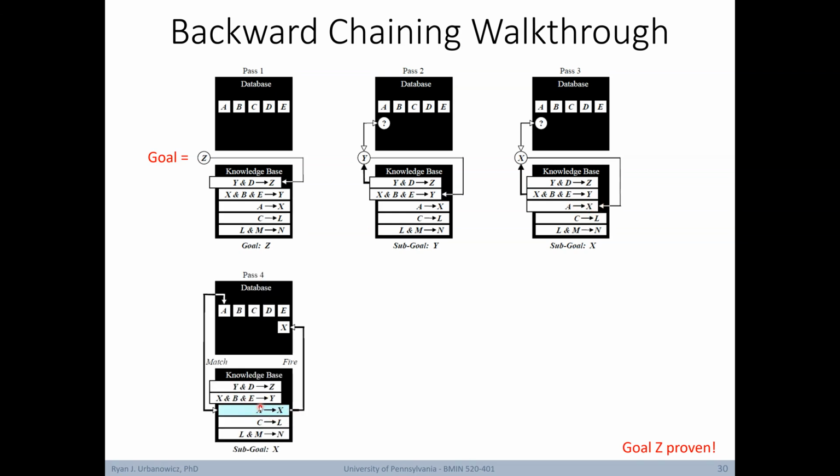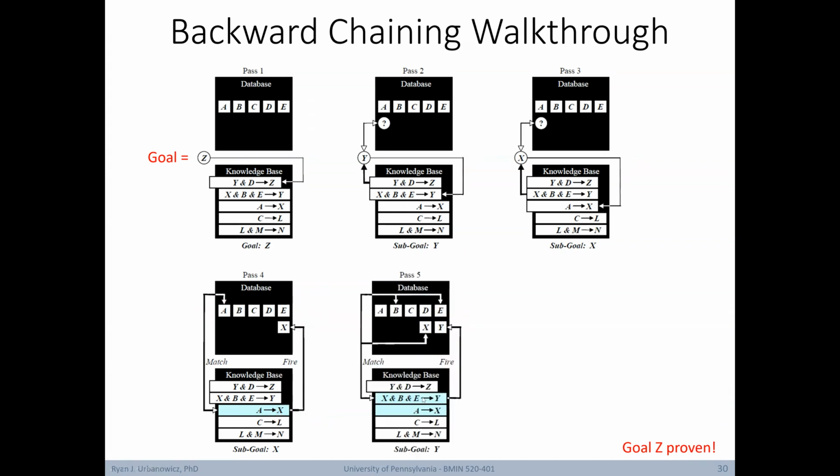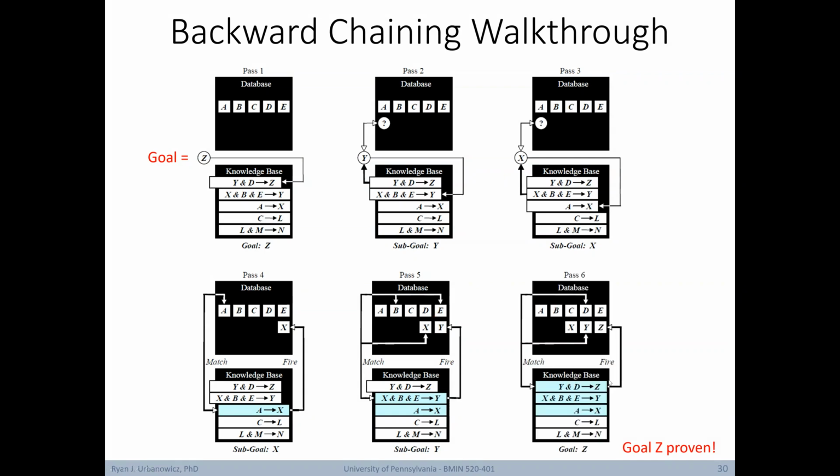Now, since A is a fact, we can actually add X to our fact base. So now our fact base includes all of these. At this point, all the conditions of this rule to prove Y are true, since they're all in our fact base. So now we can add Y to our fact base. So now going back to the first rule we cared about, if Y and D, then Z, we now know that Y is true and D is true, so we've proven our goal of Z. And in this case, we have a successful example of backwards chaining proving the query.